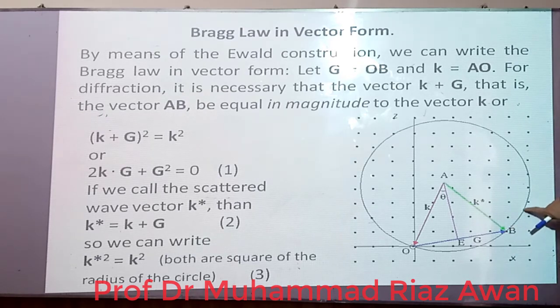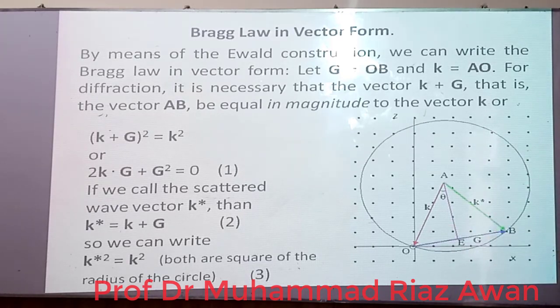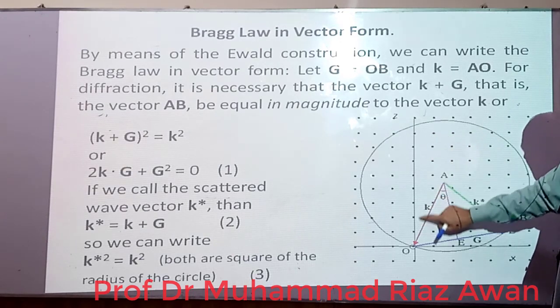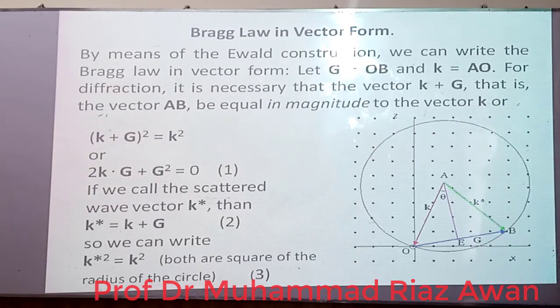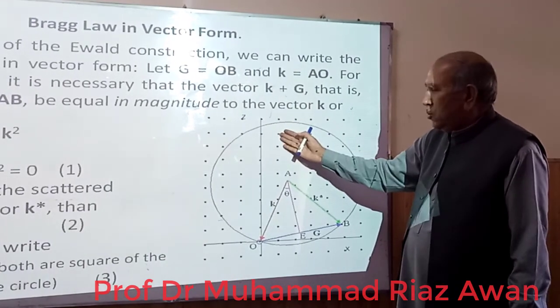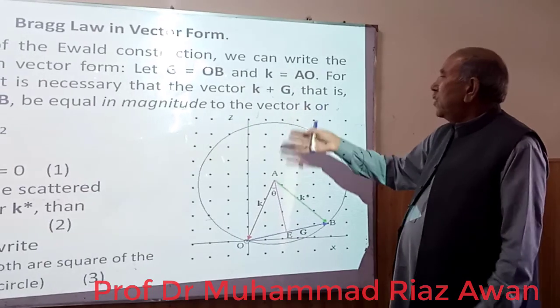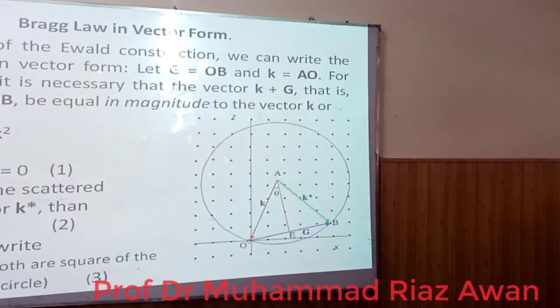This point is occurring on the surface of the sphere, so that plane will diffract. If I take this point, it is not on the surface, so the plane corresponding to this point will not be a diffracting plane in this particular orientation. Similarly, this point is not on the surface, so its plane will not diffract in this orientation. However, if you change the orientation of the crystal by turning it around, then this point can be brought here, or this line can be brought to this point. In that orientation, another diffraction plane will come. So this is about the Bragg's sphere, or Bragg's diffraction.